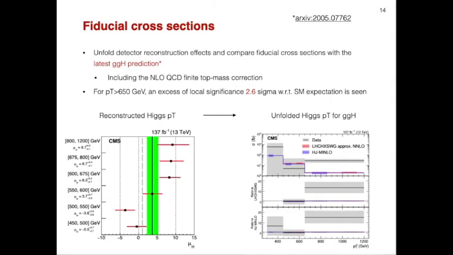To facilitate the theoretical interpretation of this trend, we unfolded the detector reconstruction effects and compared the fiducial cross-sections with the latest gluon fusion predictions. That also includes the latest finite top mass correction, which was very difficult to obtain. From the unfolded spectrum, the excess beyond 650 GeV has a local significance of 2.6 sigma with respect to the standard model expectation. Although the central value really follows a nice trend, you can note that the uncertainty remains quite large in the highest PT bins.